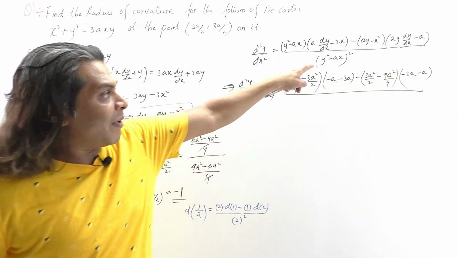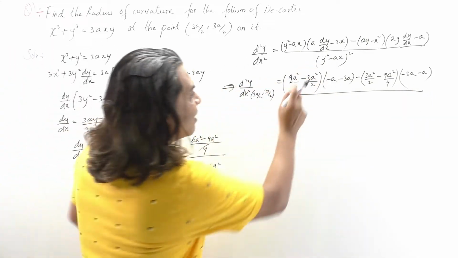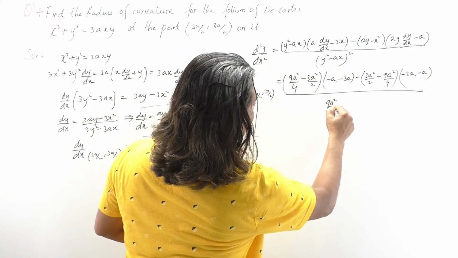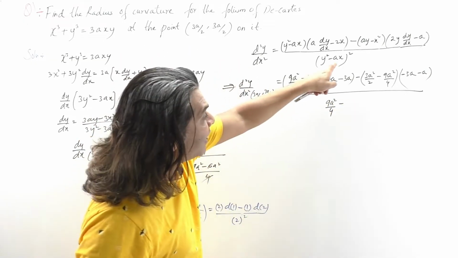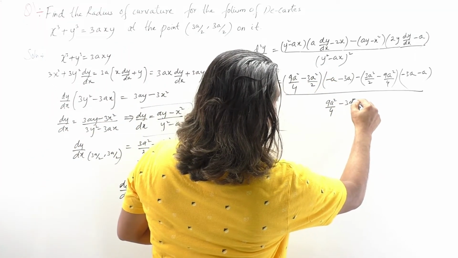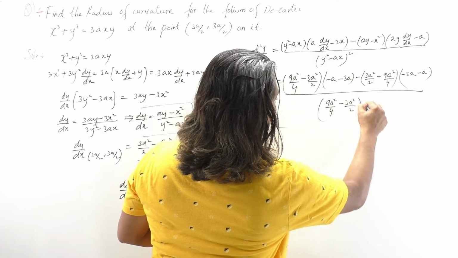So what is the denominator? y square minus ax the whole square. What is y? y is 3a by 2. The whole square is 9a square by 4. Minus a into 3a by 2 will be 3a square by 2, the whole square.